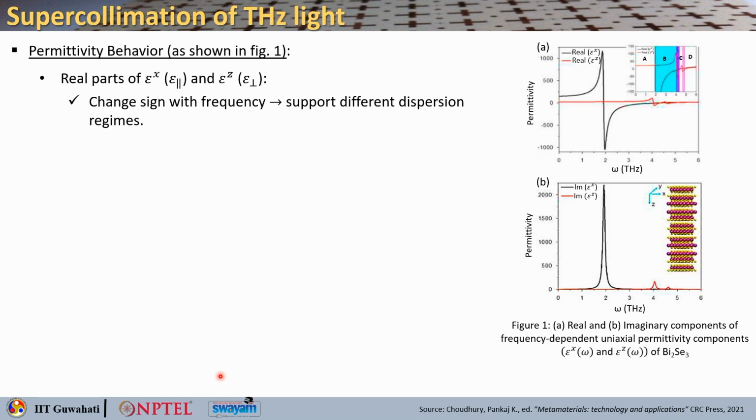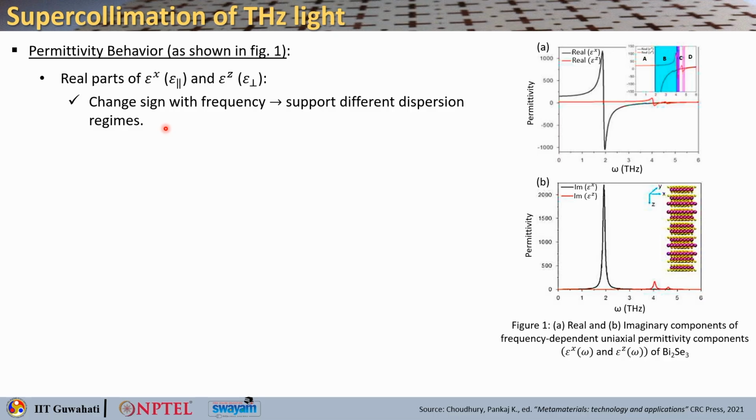So, now let us carefully see the plot. So, this is basically the plot of those permittivity that we have just seen the equation of right now. Okay. So, here you can carefully see the real part epsilon x is nothing but epsilon parallel, as I mentioned, then x and y are equal and they are basically along the plane of the material. So, they are considered parallel, and epsilon z is basically the perpendicular one. Okay.